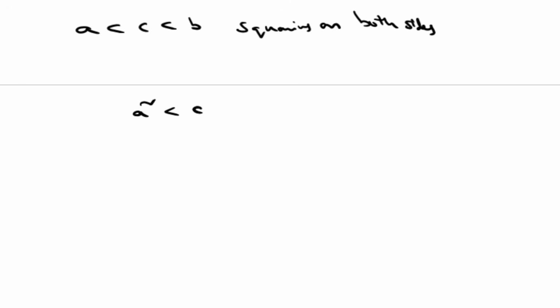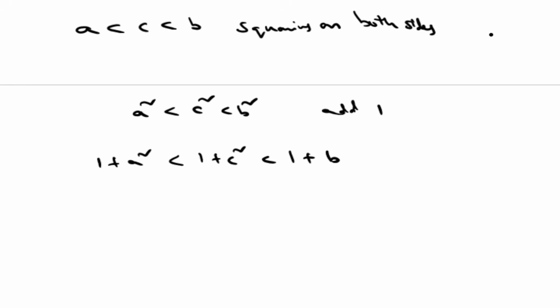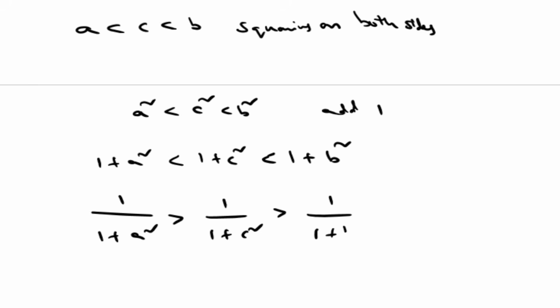A square must be less than c square, less than b square. Add 1: 1 plus a square less than 1 plus c square less than 1 plus b square. Now taking reciprocals, 1 by 1 plus a square greater than 1 by 1 plus c square, then 1 by 1 plus b square, from equation 1.